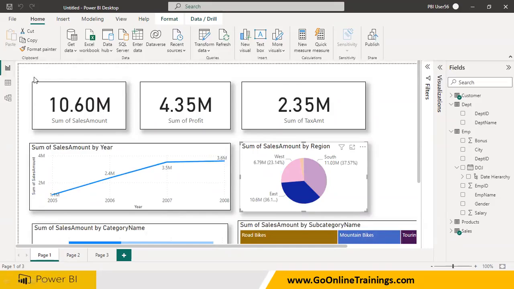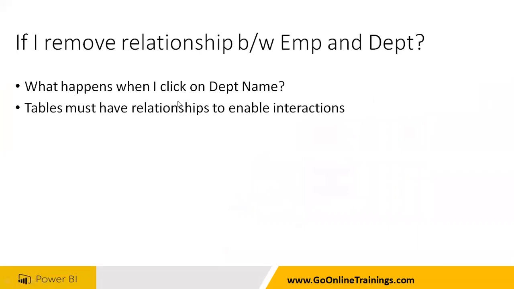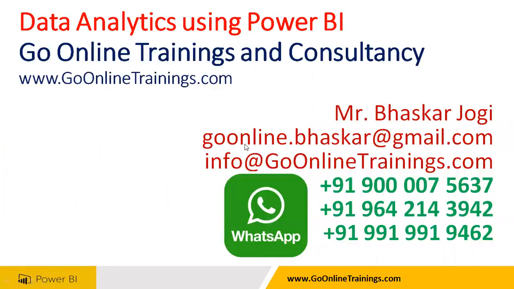Okay. Now, I wanted you to understand this concept. And what happens when I click on the department name? Tables must have relationships to enable the interactions. Otherwise, nothing is going to happen. So today, we've spoken about a very, very basic understanding of what is called edit interactions.